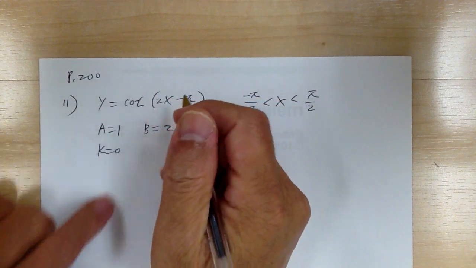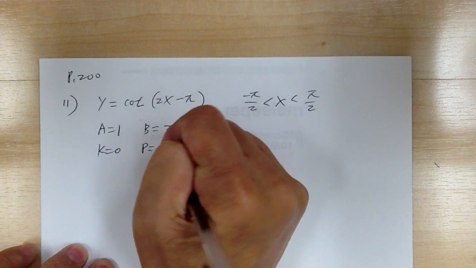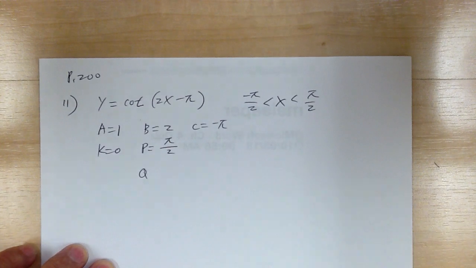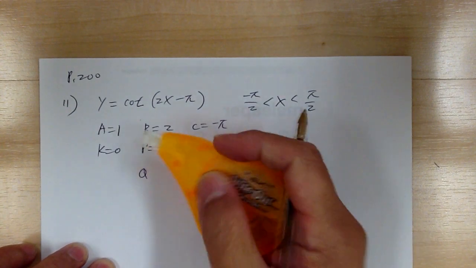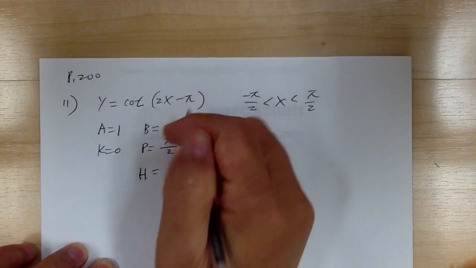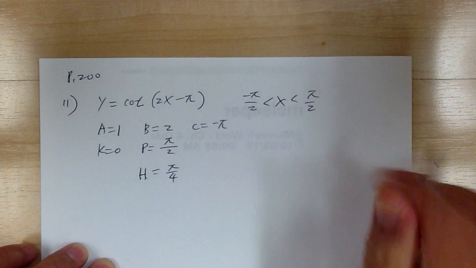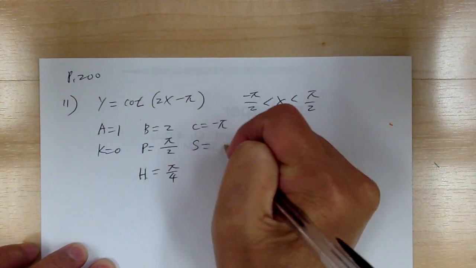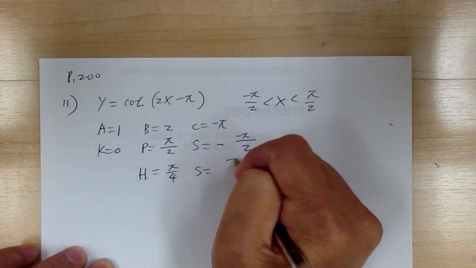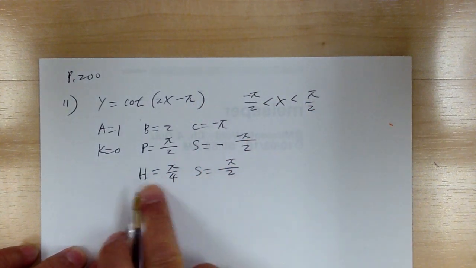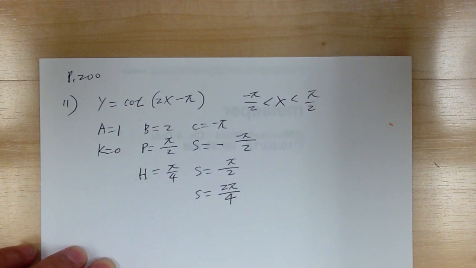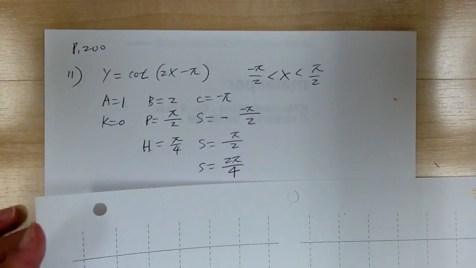Now for tangent and cotangent, the period is equal to pi, not 2 pi. It's pi over b, and instead of q, you're going to have the h, a half wave. Half is 1 over 2, so it would be pi over 4. Now the s is equal to negative c over b, so s equal to pi over 2, and you want to make it into a common denominator, so equal to 2 pi over 4. Once you do that, let's start graphing.